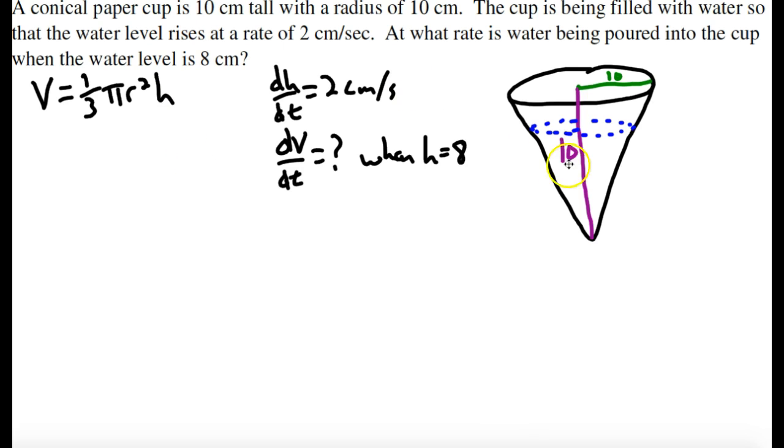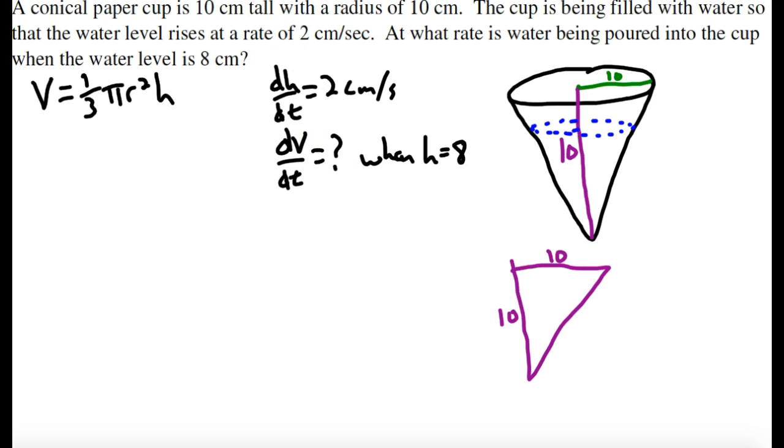This is a common problem they put on the AP test because we are going to have to manipulate our original formula a little bit. What we are going to have to work with is similar triangles here. What we know for sure is that this cup isn't going to change size. This cup has a radius of 10 and a height of 10.